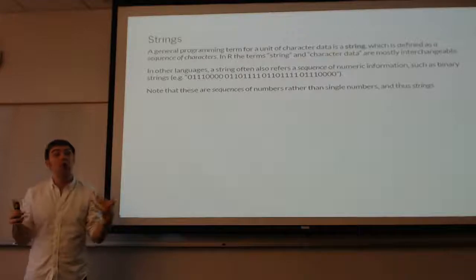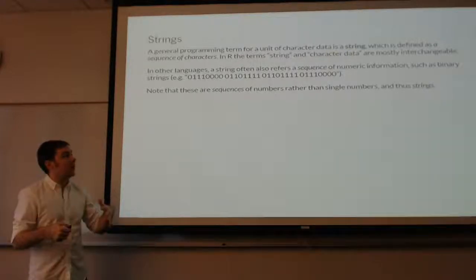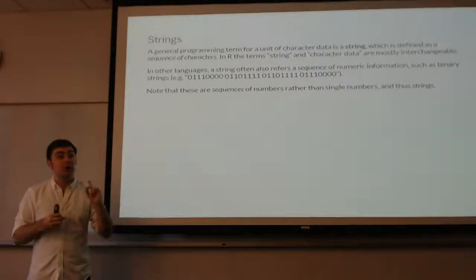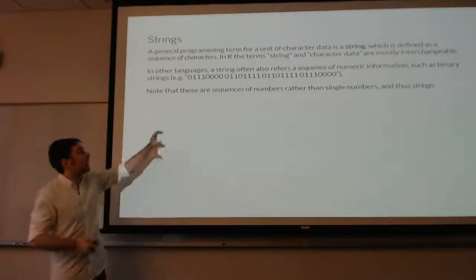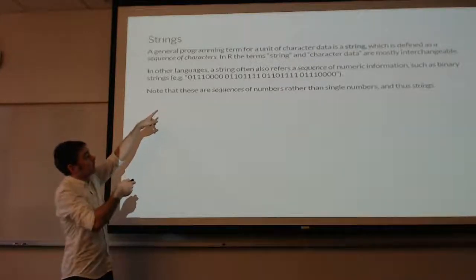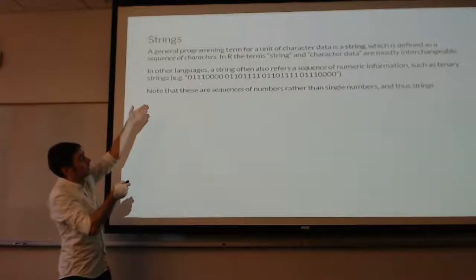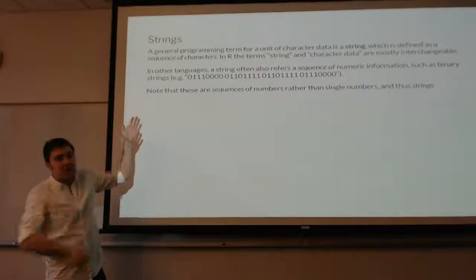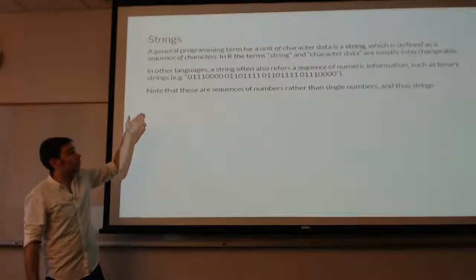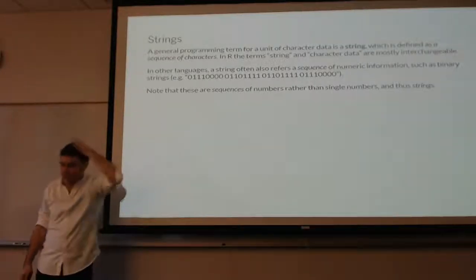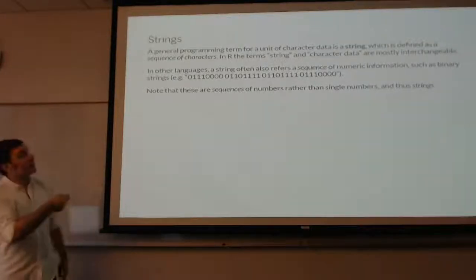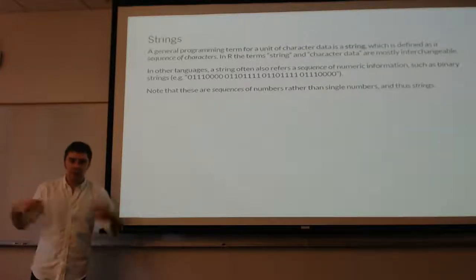Those characters could be numbers, but they're differentiated from a single number in that they're not treated as being just a number. It wouldn't make any sense with a leading zero, but we wouldn't look at this and say that this is 1,110,000. It's 0,111,0000. Right? So they're sequences of numbers rather than a single number, thus it's a string.